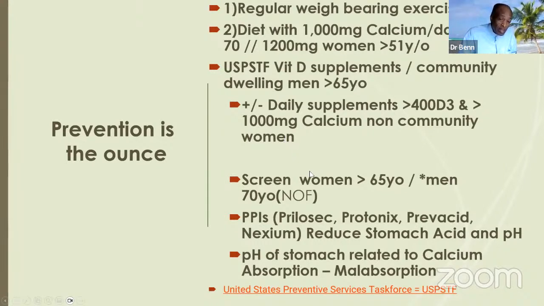Now, screening women for this is if they're greater than 65, but according to the National Osteoporosis Foundation, they suggest at 70, but the USPSTF does not suggest screening men for calcium. And PPIs, proton pump inhibitors, Prilosec, Protonix, Prevacid, Nexium, they reduce stomach acid, and therefore they reduce the pH. And reducing the pH reduces the amount of absorption of calcium.